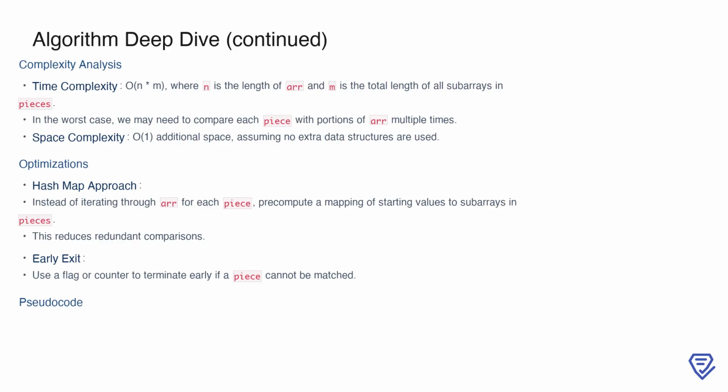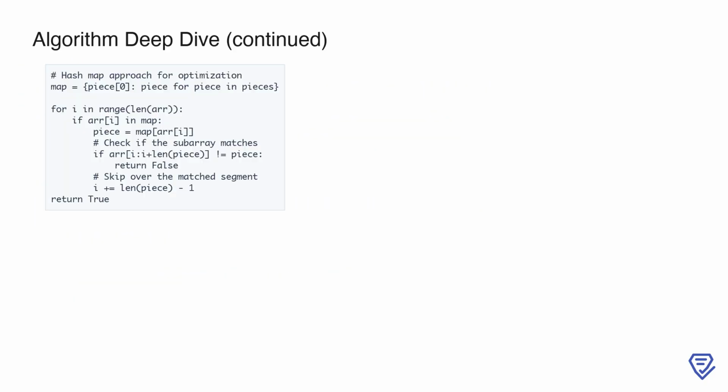Furthermore, we can implement an early exit strategy to terminate the process as soon as a subarray fails to match, saving unnecessary computations. With the hash map approach, we can optimize the algorithm significantly. In this method, we first create a hash map where each key is the starting value of a subarray in pieces, and the corresponding value is the subarray itself.